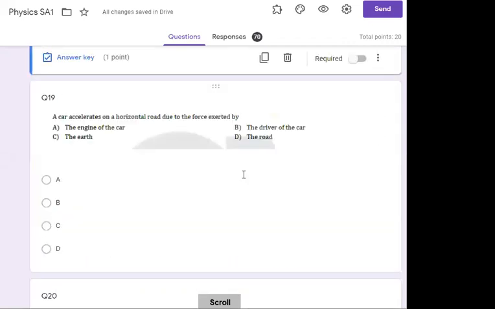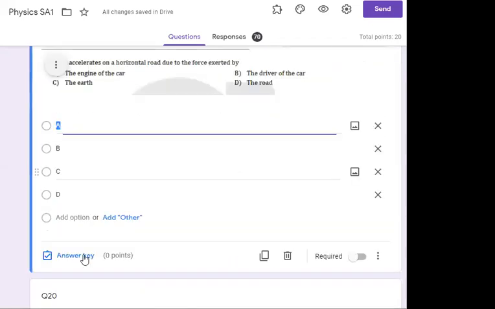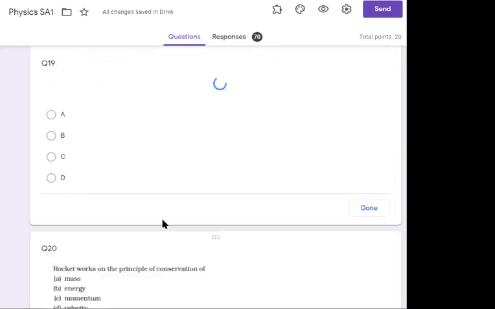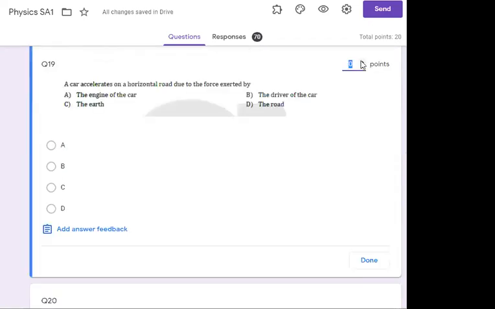Now the 19th one. The car accelerates in a horizontal direction, right, due to the net force exerted by the road. बताओ, बहुत easy है.